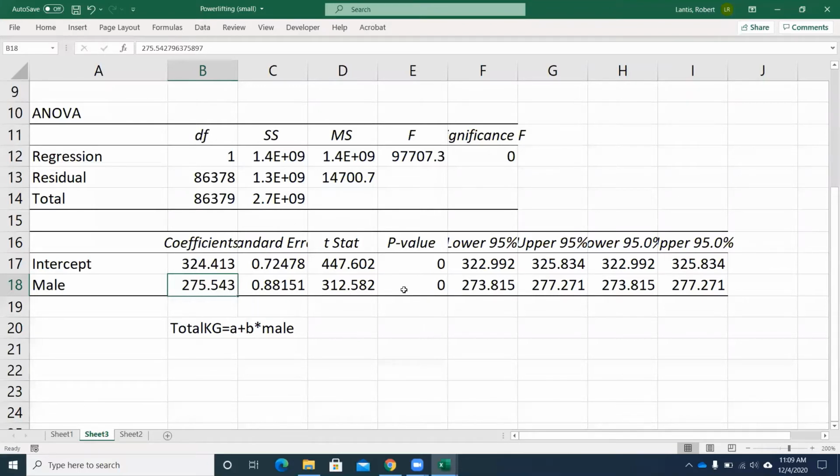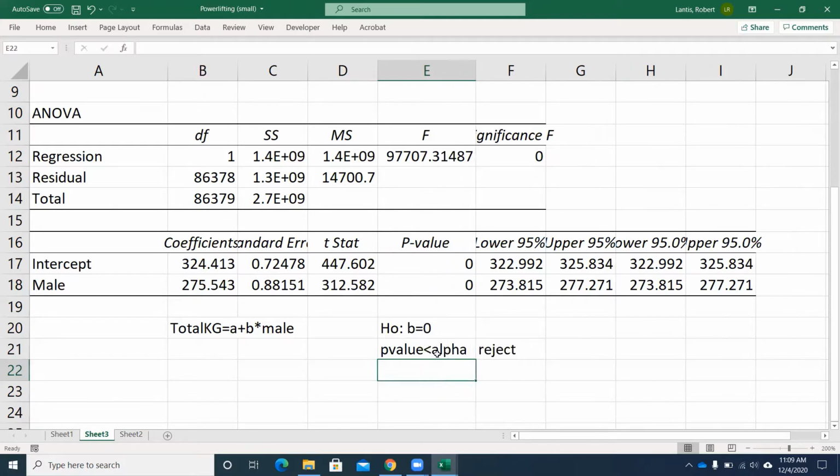Our p-value, right, is pretty much 0. Remember, we always start out with this null hypothesis, which is that the slope coefficient is equal to 0. So if we find a p-value that's less than alpha, you can reject. So what levels can I reject at here? Well, with a p-value of 0, it's going to be less than 0.1, 0.05, and 0.01, so I can reject at all 3 levels of significance, okay? So I found a pretty significant effect here, right?